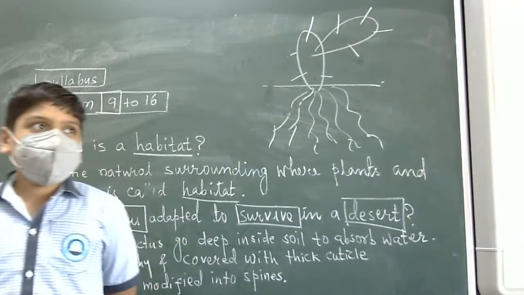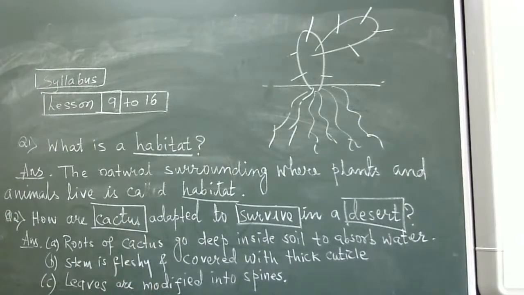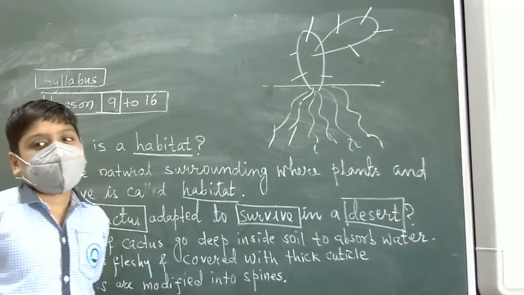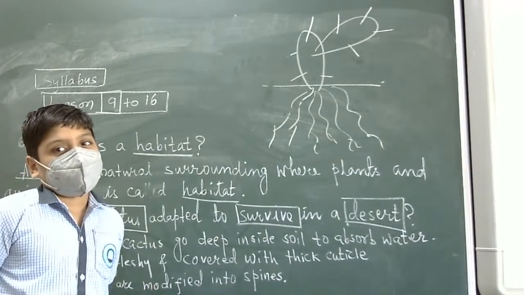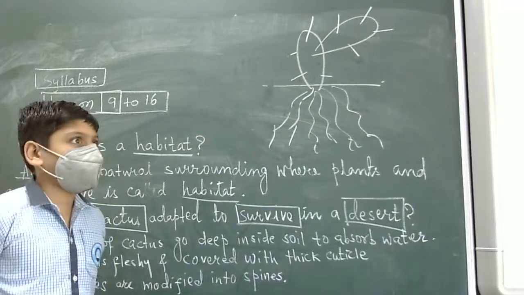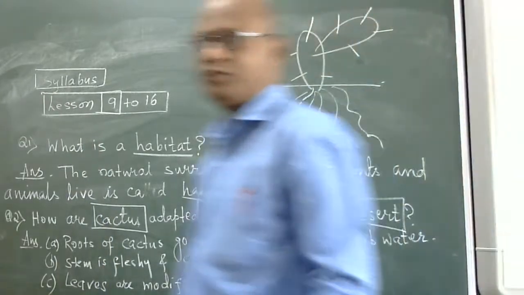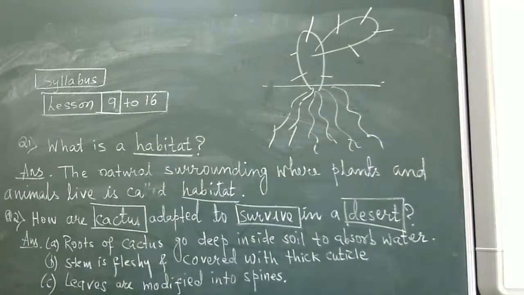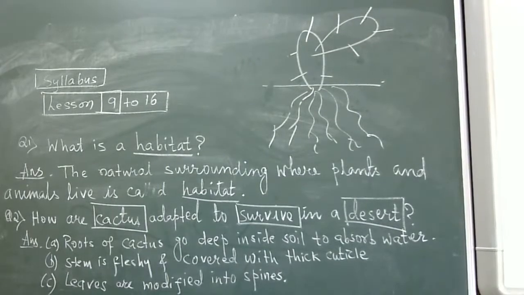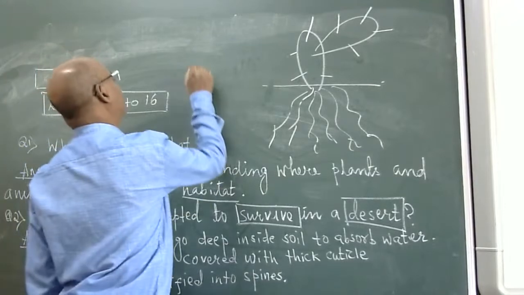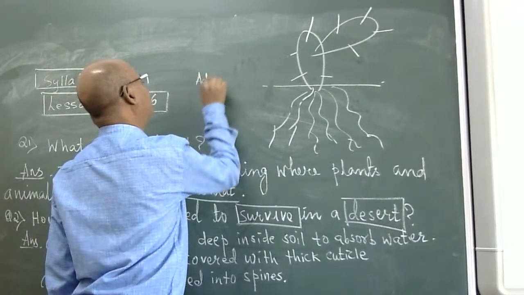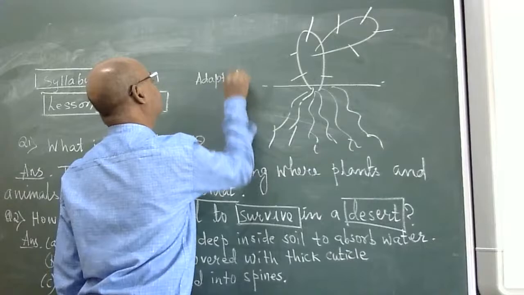Can anyone tell? What do we call such specific features which enable an organism, it may be a plant or an animal, to live in a particular habitat? What do we call those specific features? That is called adaptation. That is the first fill in the blank.